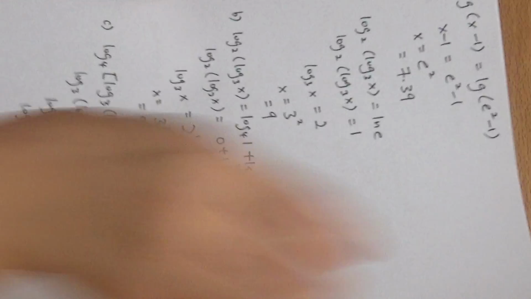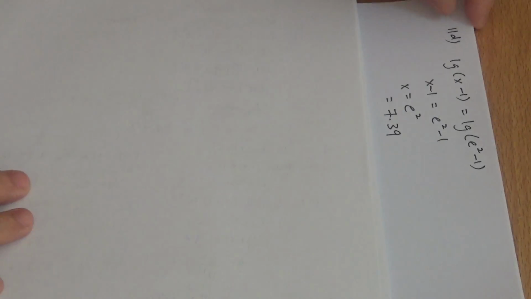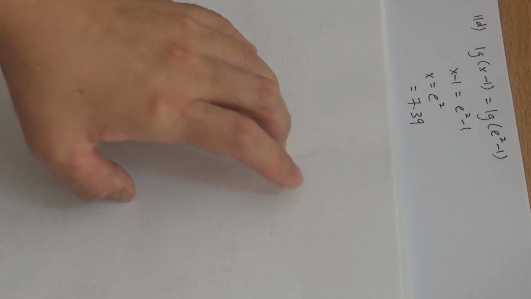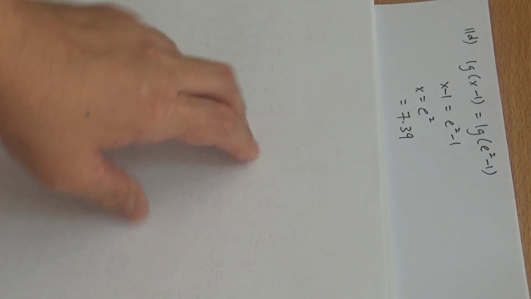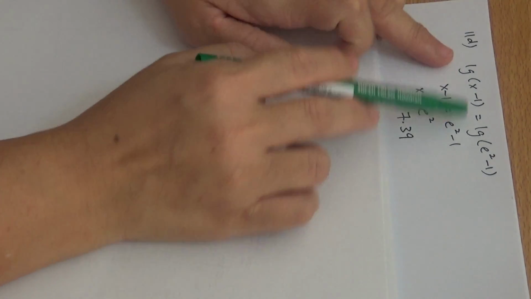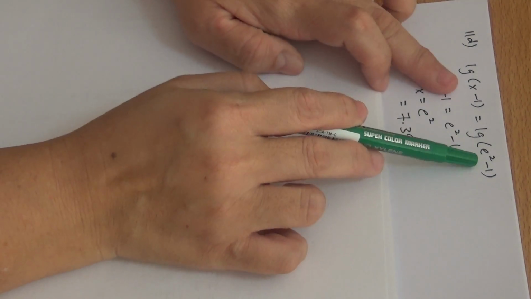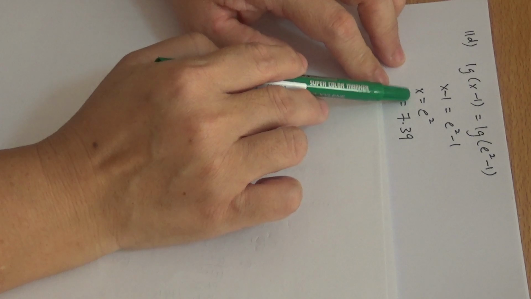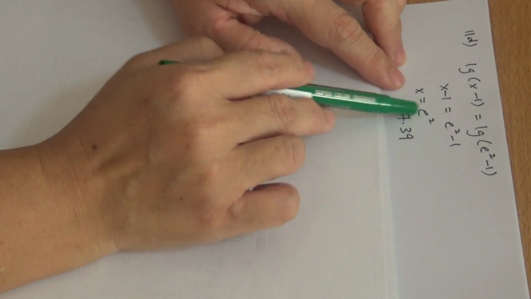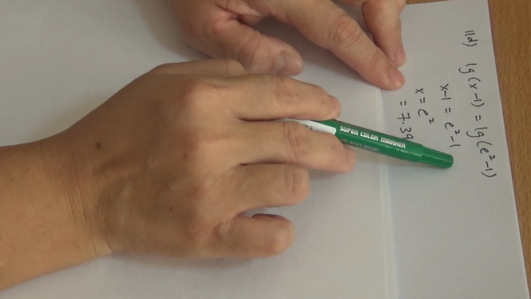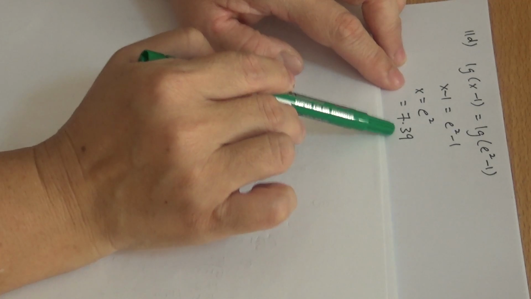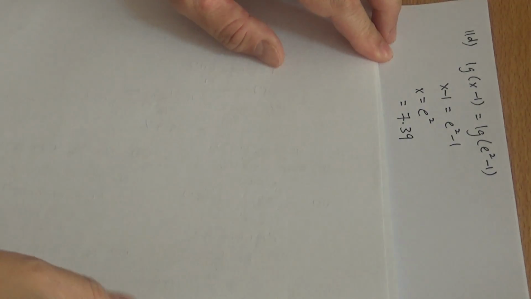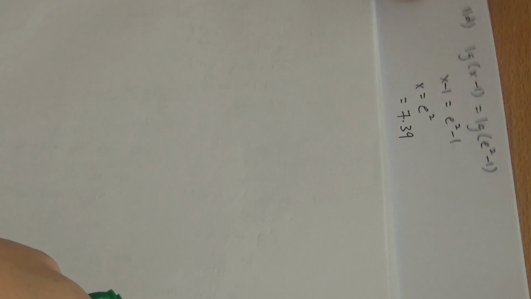Okay, now next question. Question 11d. Question 11d is slightly easier. Now can you see that both are in terms of common log? So I just need to equate the inside and I will get x equals e squared, because -1 plus 1 is 0. You get 7.39. Okay, that is your 11d.